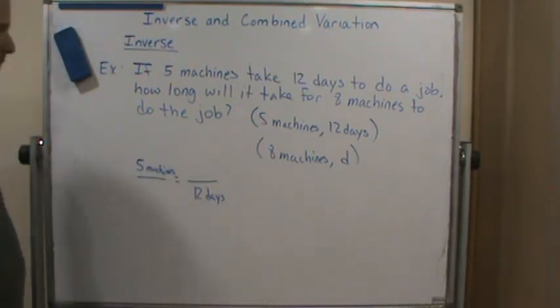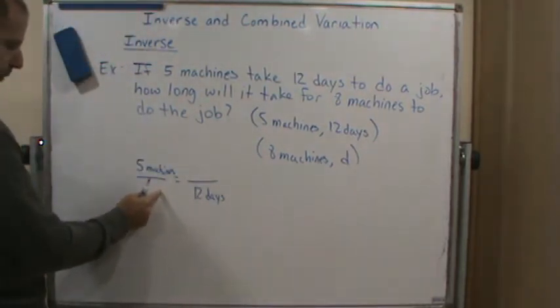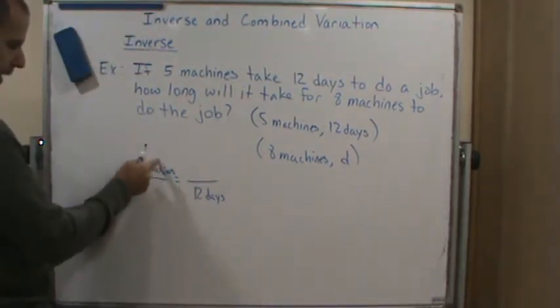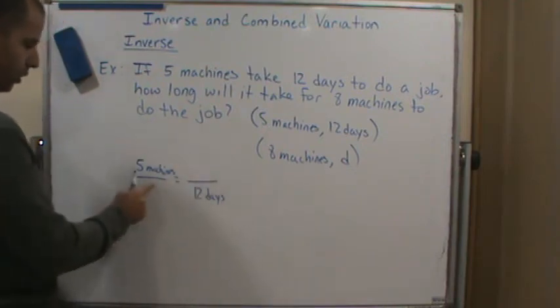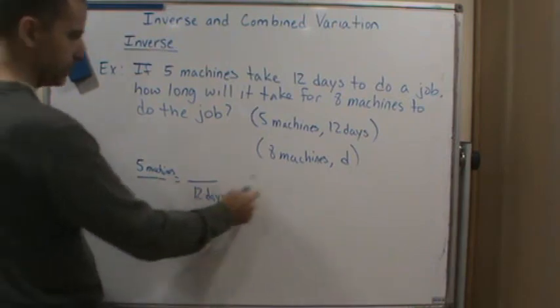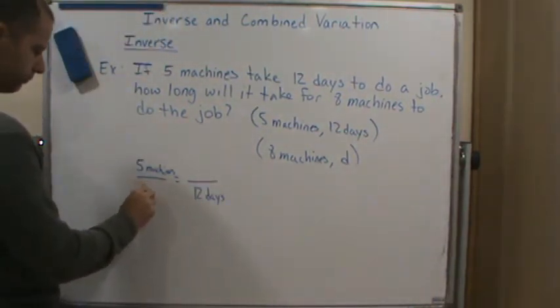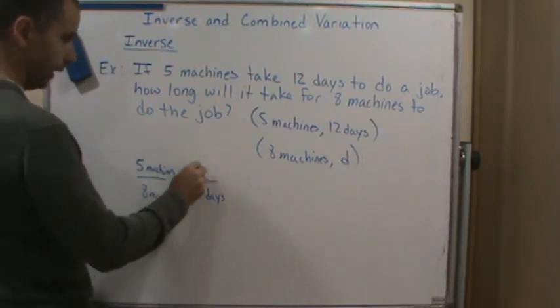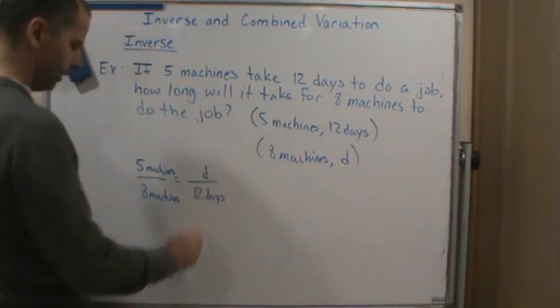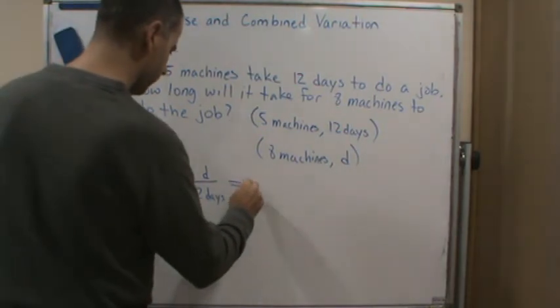Now, the other one I'm going to split up so that I need machines over here, because remember, both of them have to have the same units here and both of them have to have the same units here. So that means I'm going to put the 8 here, and I'm going to put the D here. And now I've got my proportions set up, and now I'm ready to do the cross multiplication and solve.